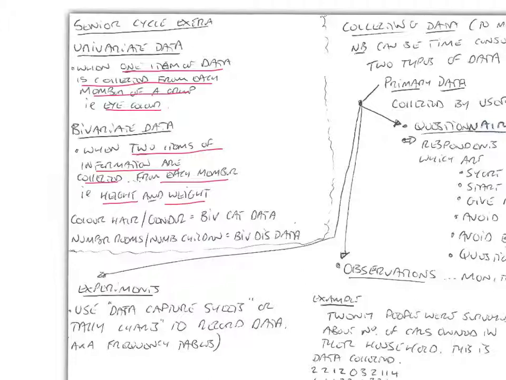If we were looking at someone's hair colour and their gender, that would be bivariate categorical data. If we were looking at the number of rooms and the number of children in a house, and the children that live in the house, that would be an example of bivariate discrete data.